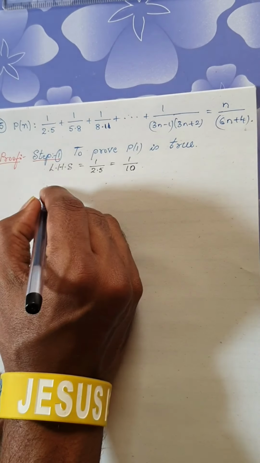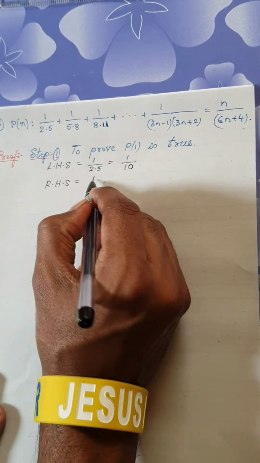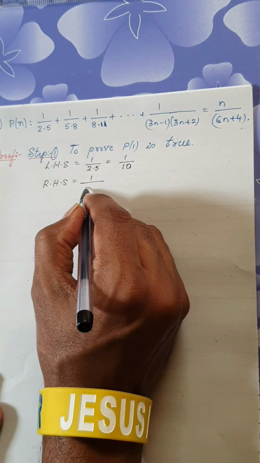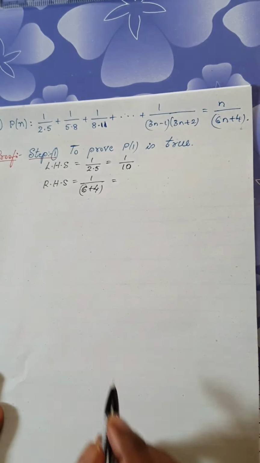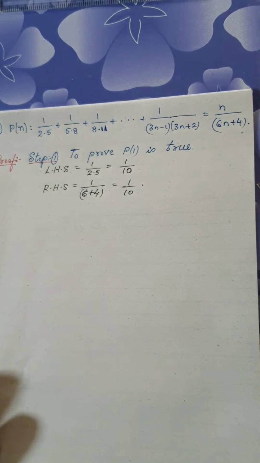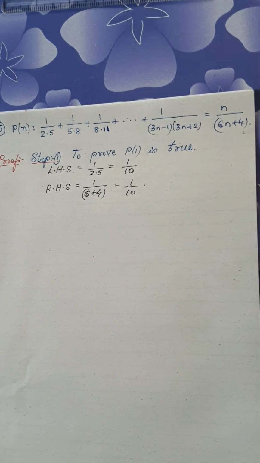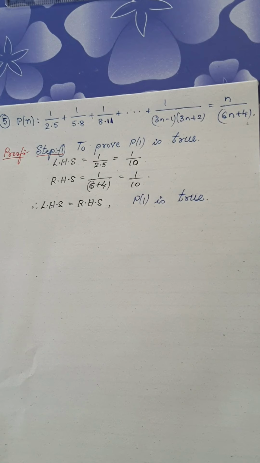Let us check for RHS. RHS is nothing but, put n equal to 1. So 1 divided by 6 into 1, so it is 6 plus 4. You can see quite clearly, it is 1 divided by 6 plus 4, that is 10. So you can easily write, LHS is equal to RHS, hence P of 1 is true. So we are done with step 1. Let's move on to step 2.